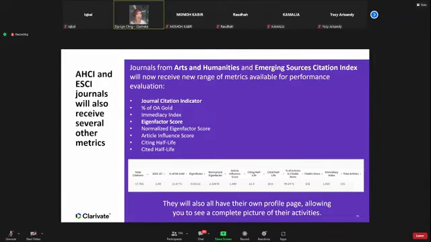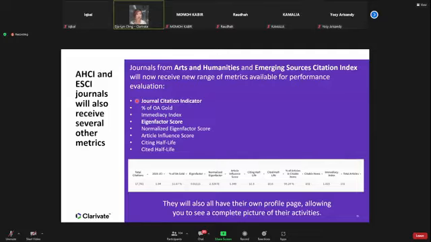But for the AHCI and the ESCI journals, this year and last year, they managed to get additional indicators from JCR. So on JCR alone, there are these additional indicators that will cater for evaluating them. Okay, so things like journal citation indicator, percentage of open access score, immediacy index, eigenfactor score, normalized eigenfactor score, article influence score, citing half-life, and cited half-life. Now that's a lot of indicators to look at. However, for today, I'm going to just emphasize on a few.